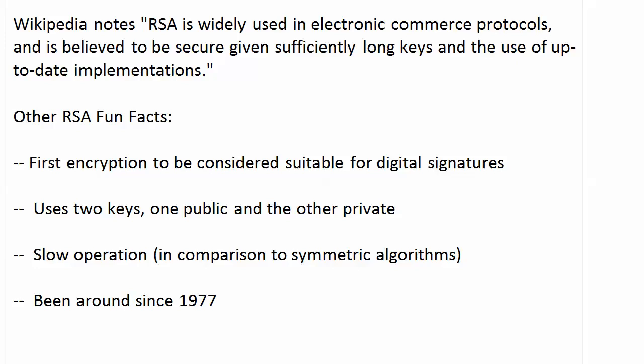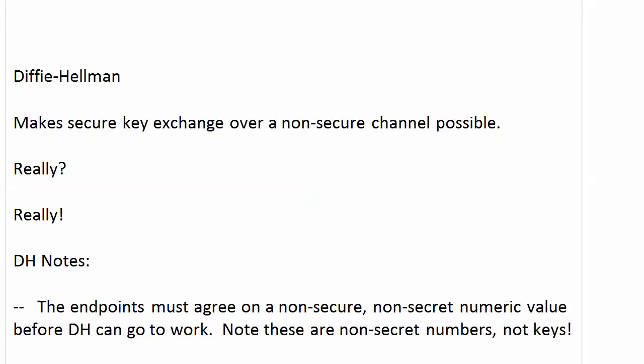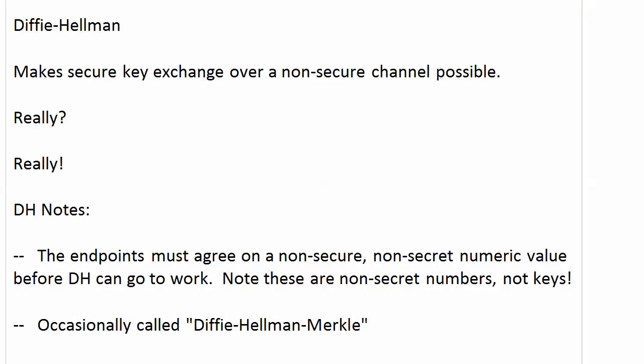The public key everybody can see, the private key only you can see, or only the device that has that key can see. Now, of course, slow operation is a very relative term in networking. The network is slow today, but slow operation with RSA in comparison to a symmetric algorithm. But RSA has been around since 1977, and there aren't many things from 1977 that we're still using in today's networks.